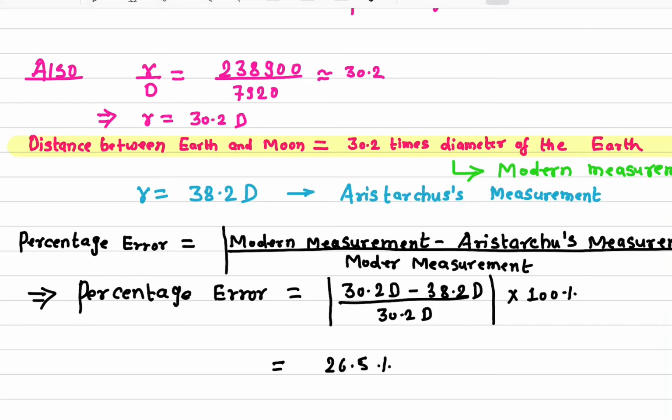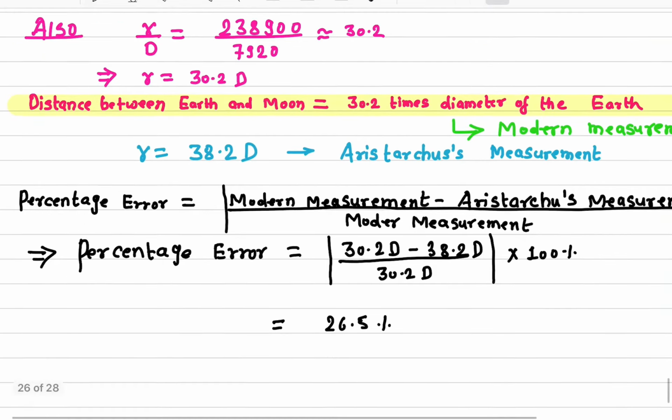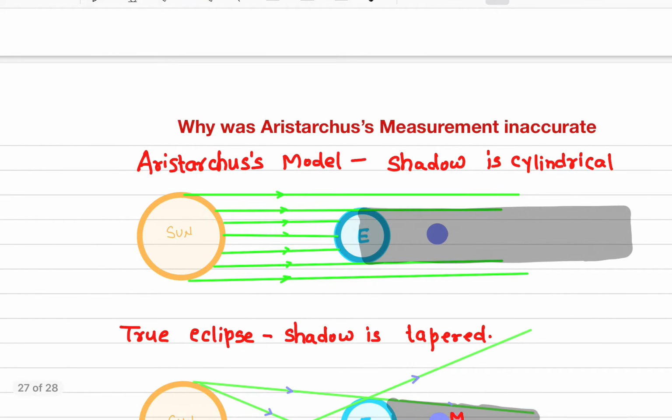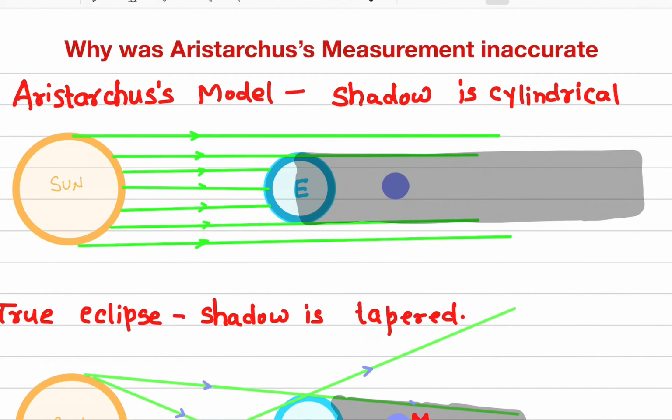Now, why was he off? It sounded like everything he postulated is correct. His calculations seemed pretty straightforward. There is nothing surprising in the calculation. So why was he off? The answer lies here. What was his assumption? That the shadow onto the Earth's surface during the lunar eclipse is perfectly cylindrical.